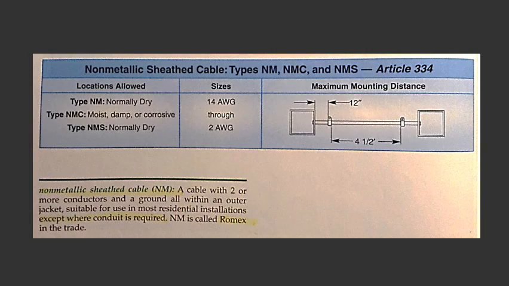Non-metallic sheathed cable. The non-metallic sheathed cable, or NM, has 2 or more insulated conductors wrapped in a strong plastic or braided outer sheath. Often included is a bare copper ground wire. Figure 4-12.